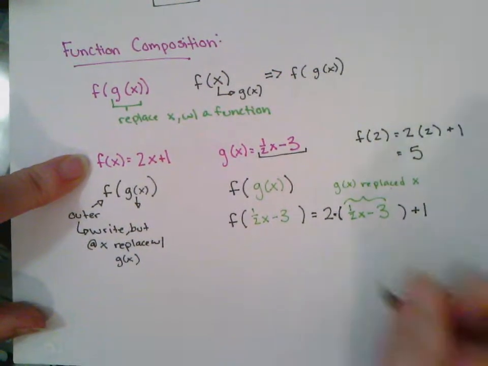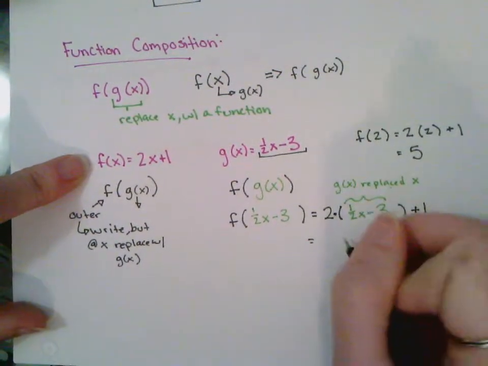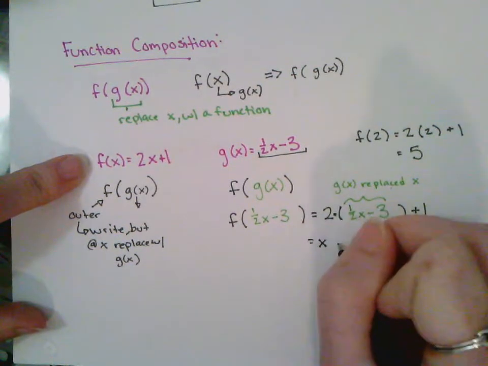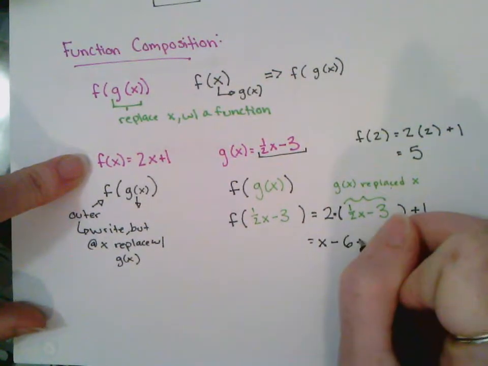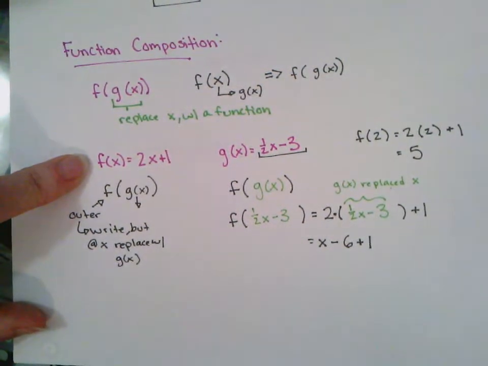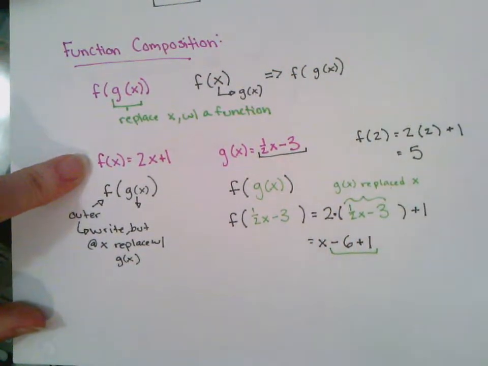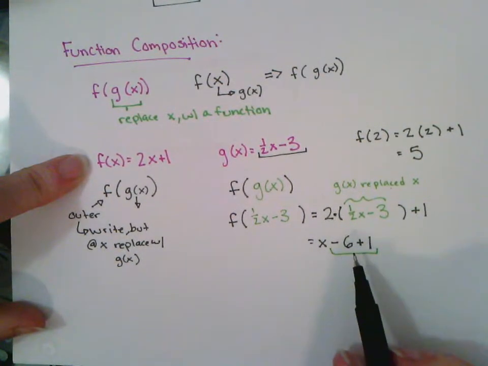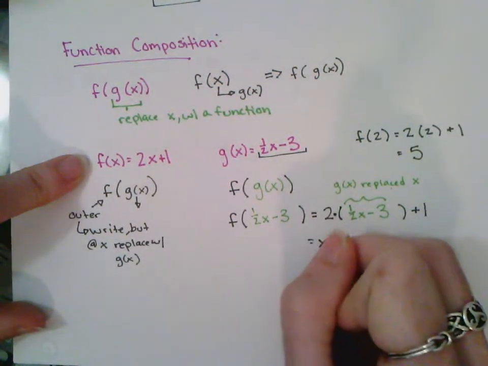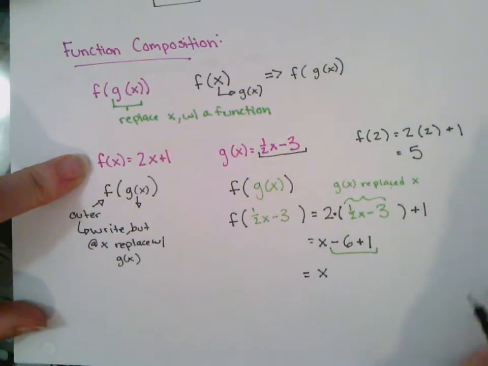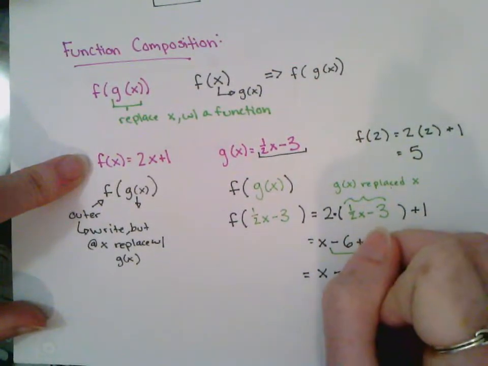From here you're simplifying, so you're going to multiply that 2 through. So that's going to look like an x minus 6 plus 1. Combine your like terms. Be really careful here. I saw a few people in class this week trying to combine variables and constants. If one has a variable and one does not, I cannot put them together. So my x stays separate, and a negative 6 plus 1 is a negative 5.